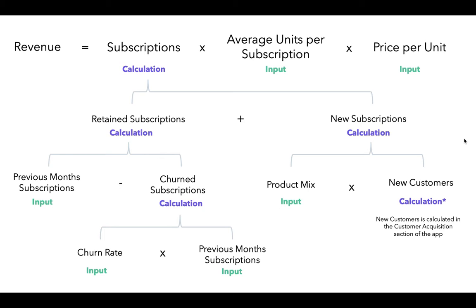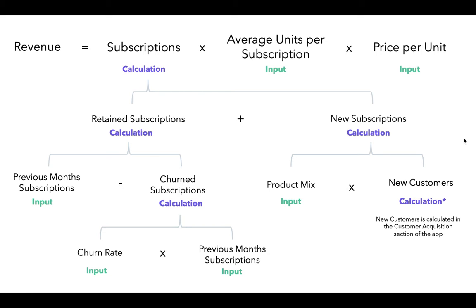So we can see on the screen that revenue is going to equal subscriptions times the average units per subscription times the price per unit. And some of these variables throughout the equation are going to be calculations, meaning that they're derived from other variables, while some of them are going to be inputs, which are variables that are known by us as modelers. So things like the average unit per subscription and the price per unit, those are going to be inputted by us.